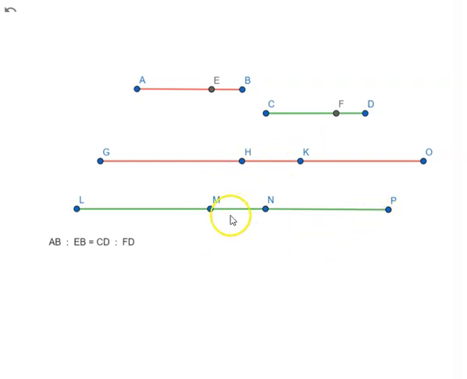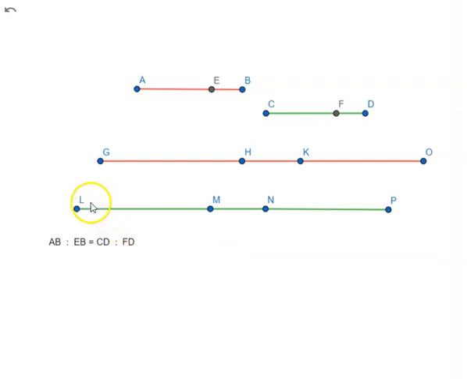From this, we subtract HK and MN. So, if we subtract HK from GK, we get GH. From HO, if we subtract HK, we get KO. Similarly, from LN, if we subtract MN, we get LM. And from MP, if we subtract MN, we get NP. So, which means we can say GH, if it is greater than KO, then LM is also greater than NP.